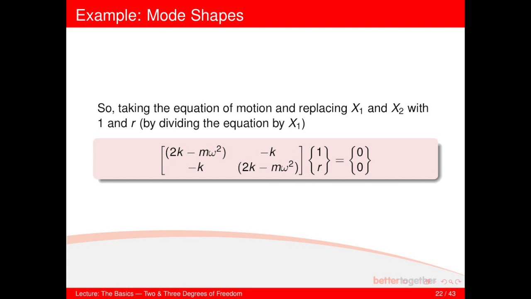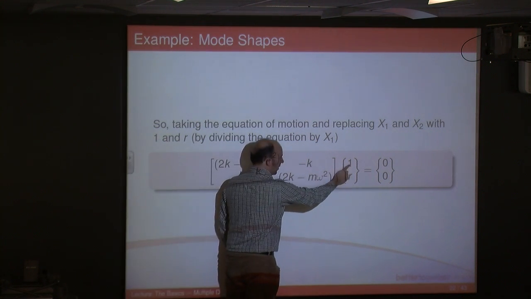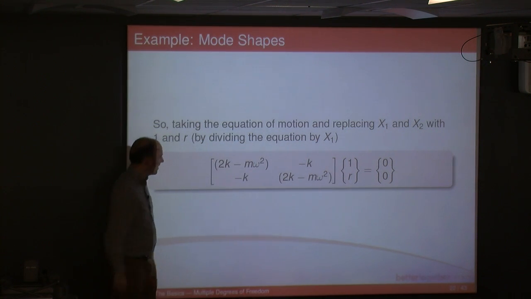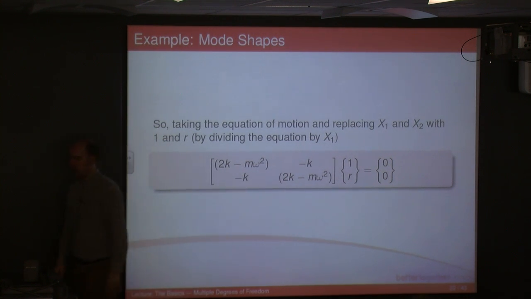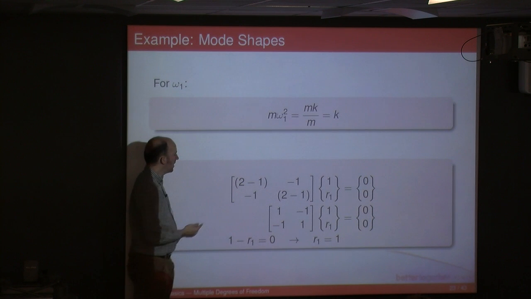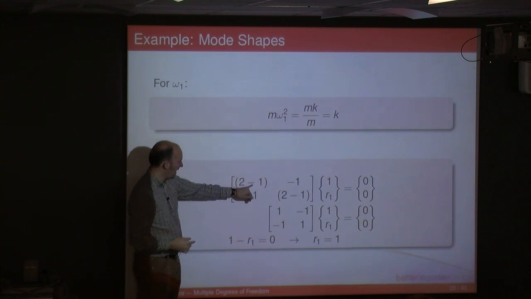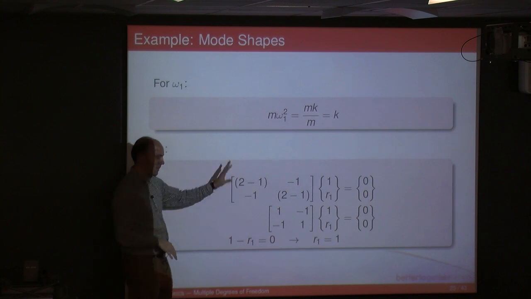So with the mode shapes, we replace x1 and x2 with 1 and r. And then you stick in omega 1 to find r1, and you stick in omega 2 to find r2. It's quite straightforward. And so if we went through that process, for omega 1, we had m omega 1 squared. Well, if omega 1 squared is k upon m, then you can obviously replace that, and there you end up with k. And so we had 2k here minus a k term.